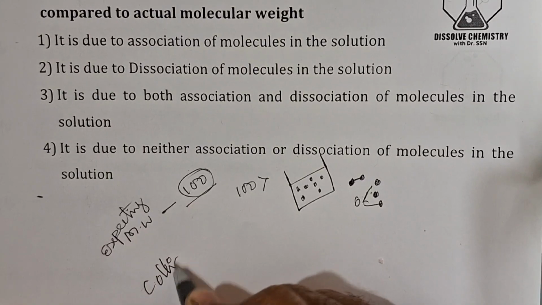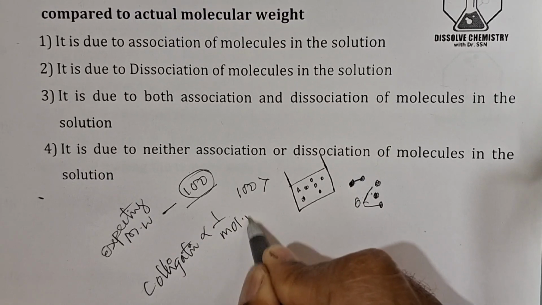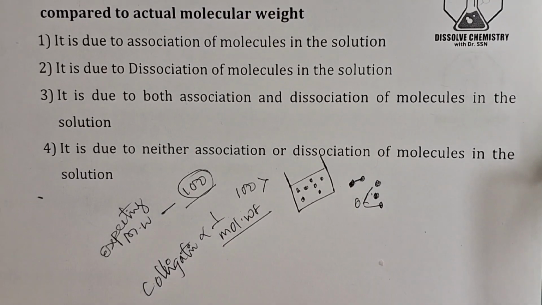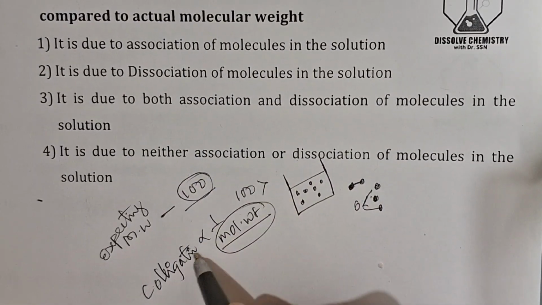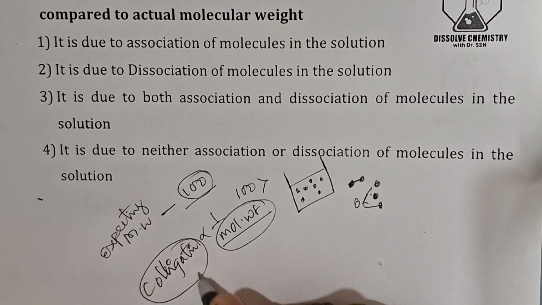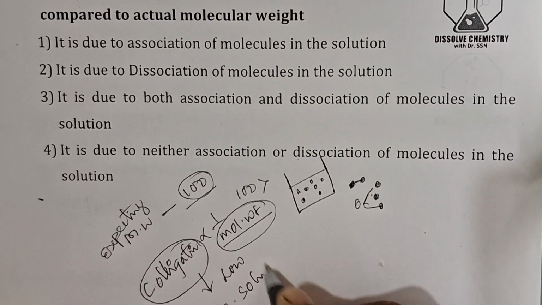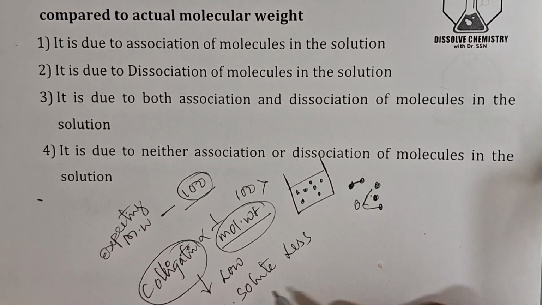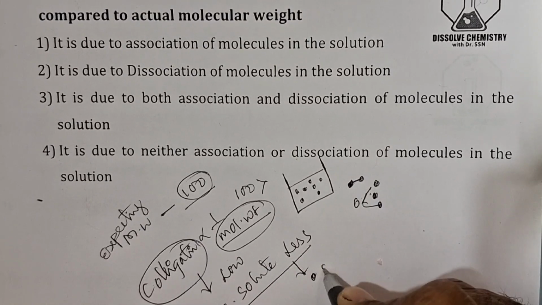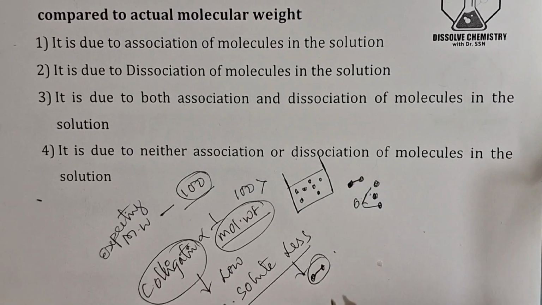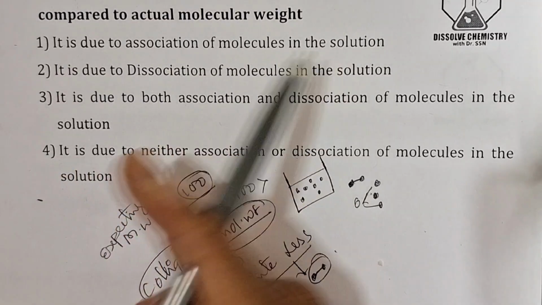Always remember that colligative property is inversely proportional to the molecular weight of the solute. So if the molecular weight is high, your colligative property is low. When the colligative property is low, the number of solute molecules is less than what we actually consider. This is only possible when two molecules associate to give a single entity. So your option will be: it is due to association of the molecules in the solution.